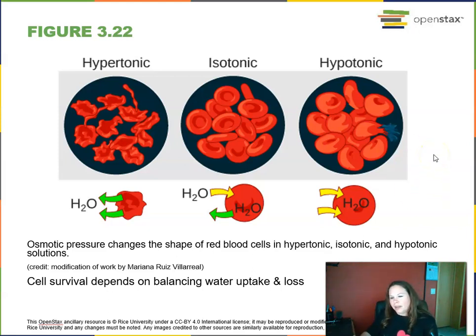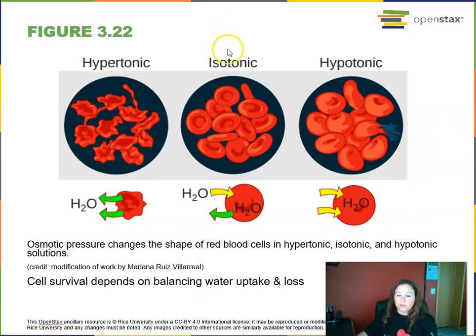So a real world application here is, could this ever happen to you? Yes. In fact, sometimes marathon runners will try to overload themselves with water, and they'll drink gallons and gallons of it before their marathon. And then this happens, they end up in the emergency room, and it could actually kill them.